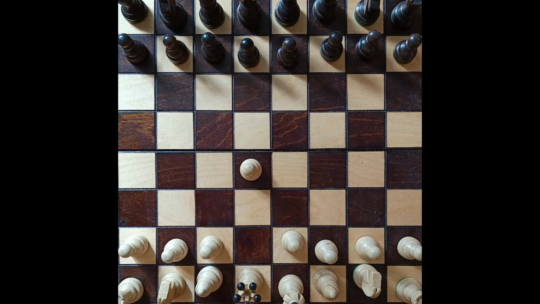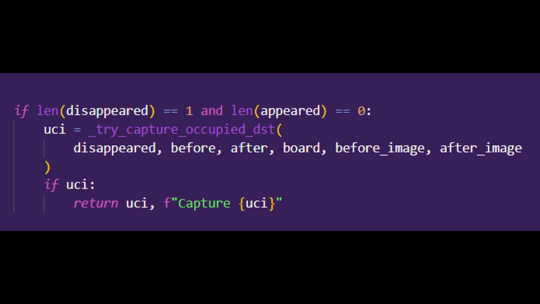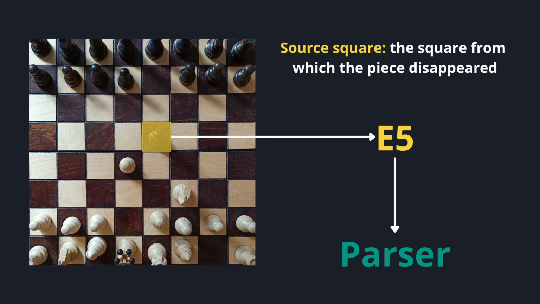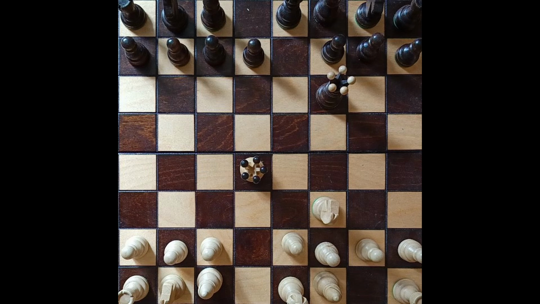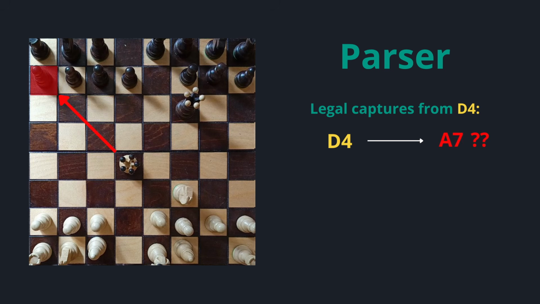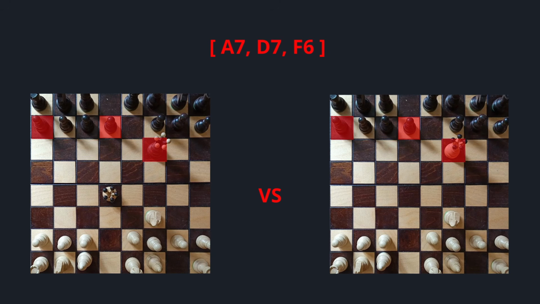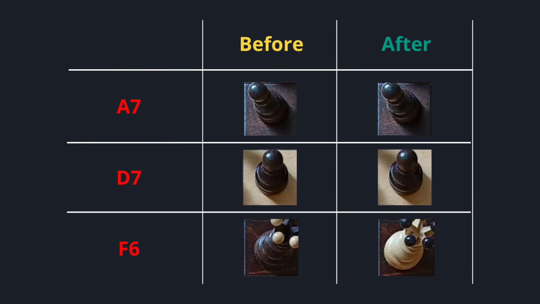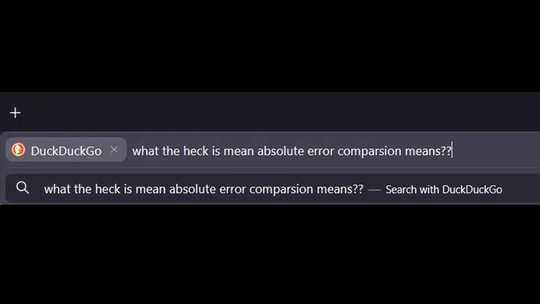to the parser. When the system detects a capture where one square disappeared and none appeared, it kicks off a disambiguation routine. It starts by asking the parser for all legal captures from the source square. If there is only one possible destination, the system grabs it immediately and generates the move. But if there are multiple candidates, let's say the queen disappeared from d4 and in that position the parser comes back with 3 potential destinations, then it goes straight to the raw images. For each candidate square, it crops the corresponding region from both the before and after frames, and runs a mean absolute error comparison, pixel by pixel.